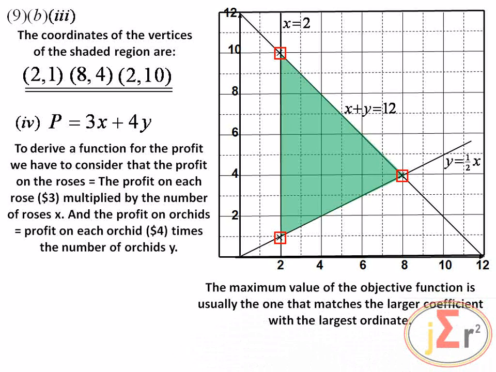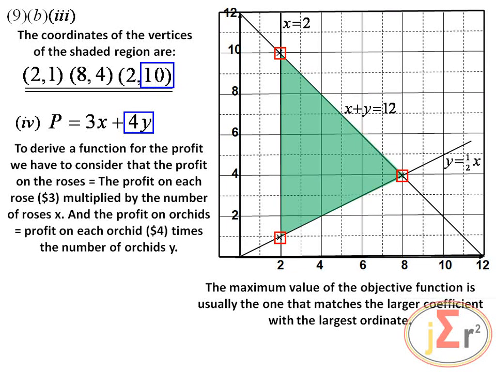The maximum value of the objective function is usually the one that matches the larger coefficient of the objective function with the largest ordinate. So let us take a look at what that means. Notice that the larger coefficient in the objective function is 4, and it is the coefficient of Y. Therefore, we need to find the largest value of Y among the coordinates, and that is 10. So this one will give the maximum profit, or should give the maximum profit.